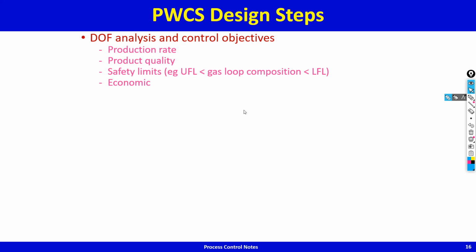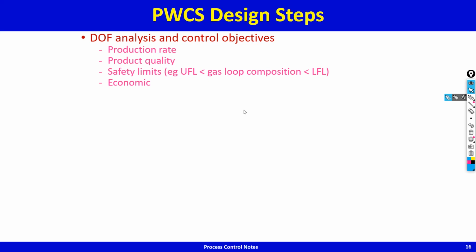For example, ethylene oxide is made by reacting ethylene with oxygen. Ethylene and oxygen can explode. Yeah, so there are flammability limits. If the composition is between the upper flammability limit and the lower flammability limit, then the mixture can burn. Put in a spark, the mixture can burn.